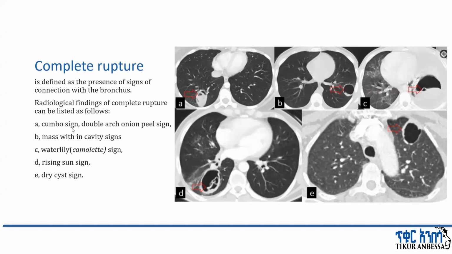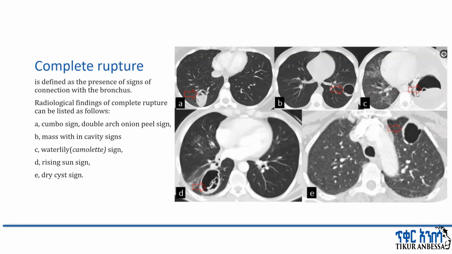Here is the combo sign. Another name is the double arc or onion peel sign, in which the air goes between the pericyst and endocyst, as well as the membrane inside the cavity, so we call this one combo. The other one is the mass within a cavity sign, where some of the contents of the hydatid cyst are evacuated. You can see a small mass remaining, so we call it the mass within a cavity sign.